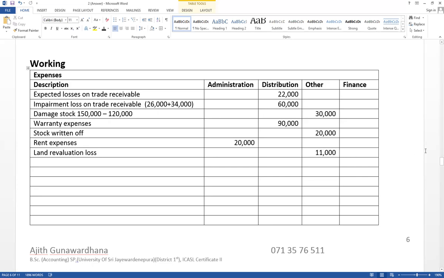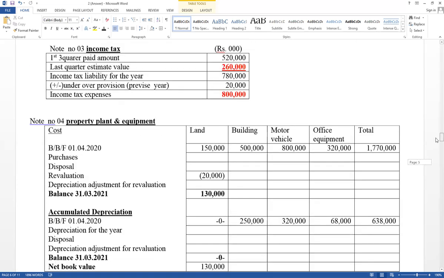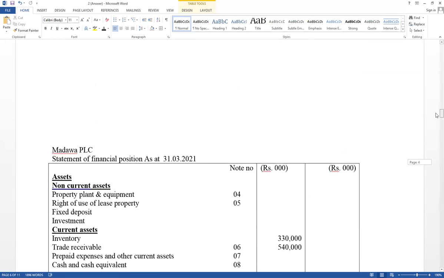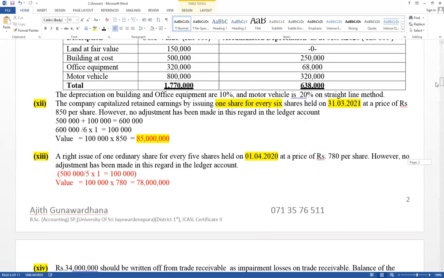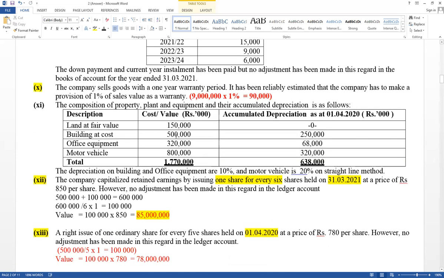Then think about building revaluation also. But the building has been given a first time revaluation. It has given the cost value 500,000 and the accumulated depreciation opening balance 250,000. The depreciation rate is also given, 10%. Think about depreciable asset revaluation. The revaluation is at the end of the year, with a 10% annual rate.